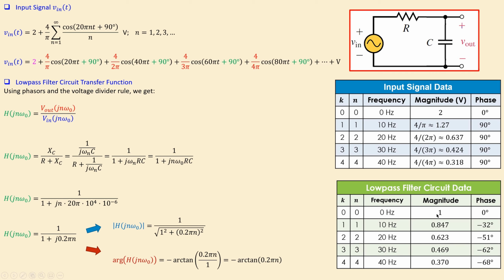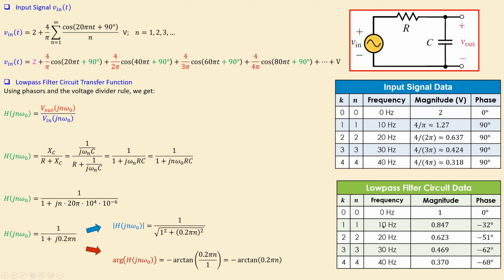The magnitude is 1 for DC. You can also see that from the expression very easily. 1 over the square root of 1 squared plus, n is 0 here, so that second term in the square root will be gone. So it's 1 over the square root of 1 squared, so that's just 1. The phase will be determined by this. Now the arctangent of 0 will be just 0, so you have the phase of 0. That's what we have for DC.